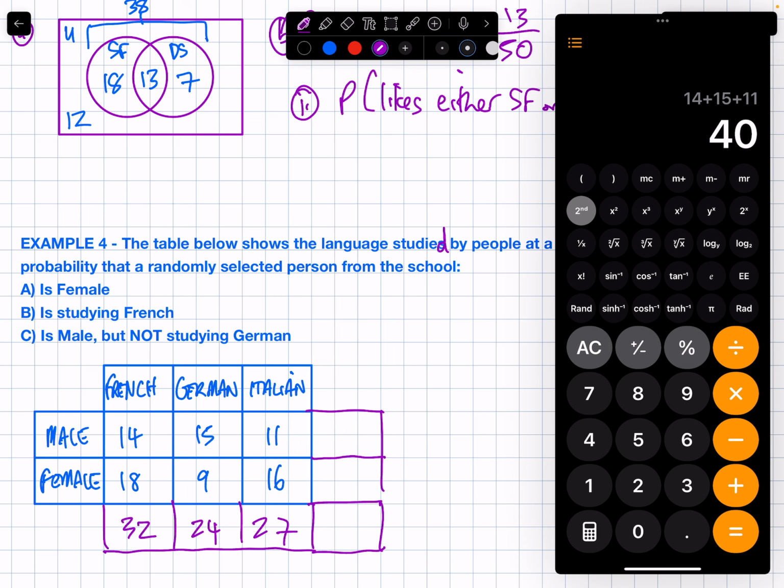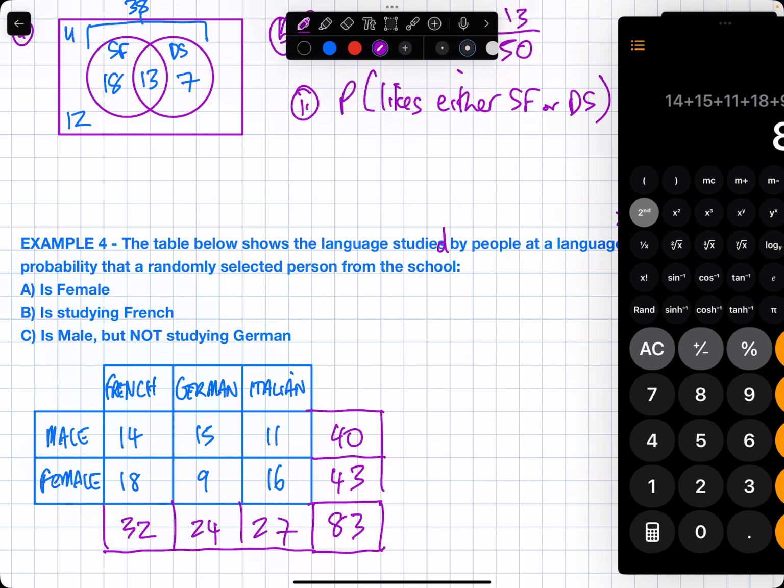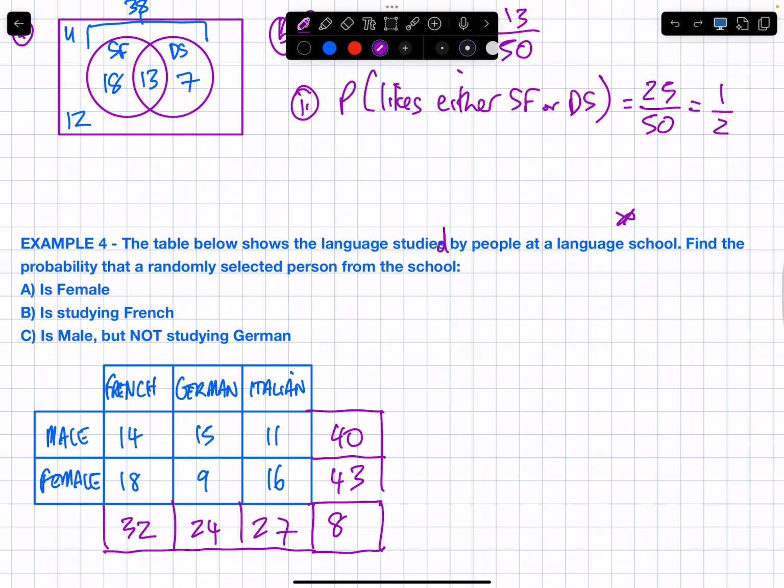Good. And what is it doing when I'm adding 18, 9, 16? That's females. And what is it doing if I'm adding everything? 14, 15, 11, 18, 9, 16. That's just everyone at the school. Please notice that, 83. Please notice that the total of this column is going to be 83. The total of that row is also going to be 83 if you've done it right.